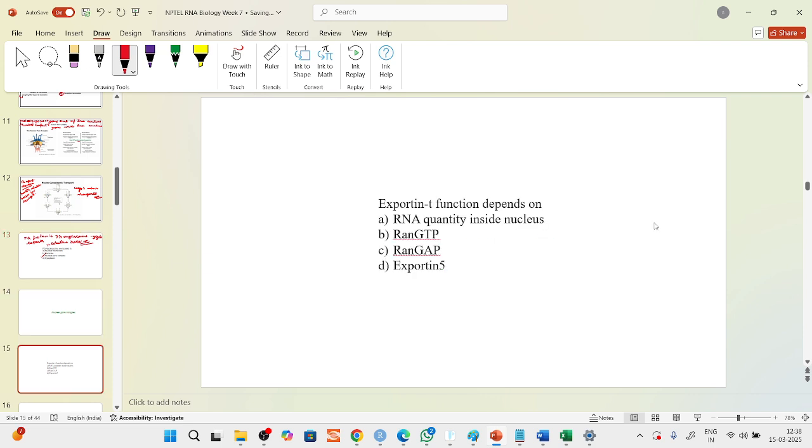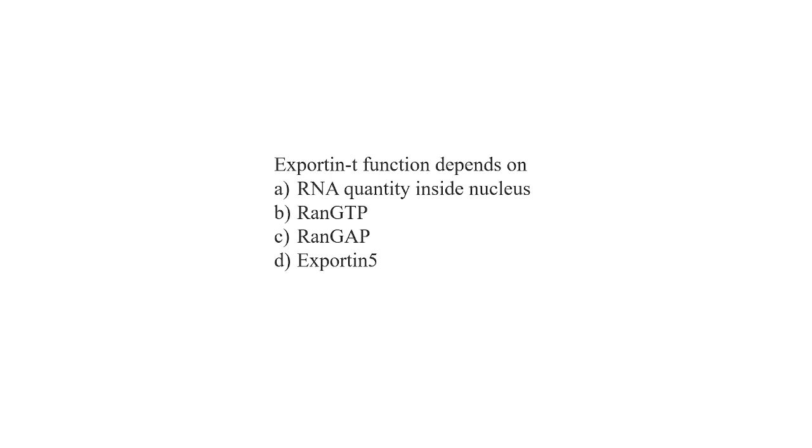Next question: Exportin T function depends on A, RNA quantity inside nucleus; B, RAN GTP; C, RAN GAP; and D, exportin 5. Okay, 2 minutes to answer this question. Right now it is 12:38. I will switch the screen at 12:40.